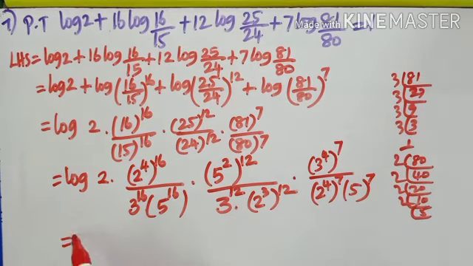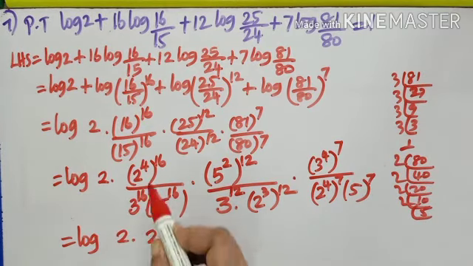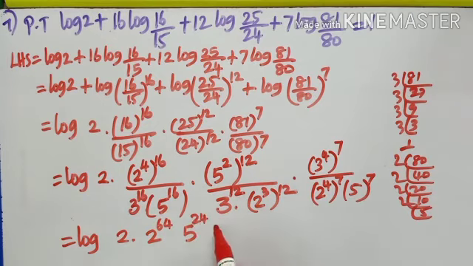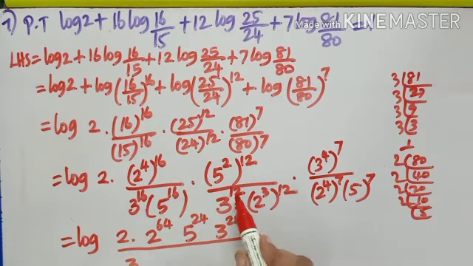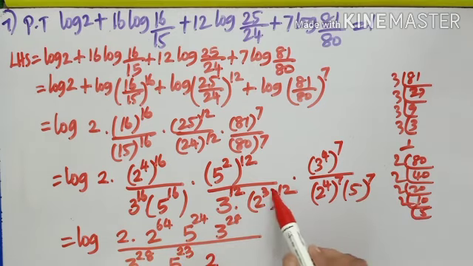Now try to write all as 2 powers. 2 into 2 power 64, 5 power 24, 3 power 28. Denominator 3 power 16 and 12 together it is 28. 5 power 16 and 7 together it is 23. 2 power 3 12s are 36. 2 power 4 7s are 28.